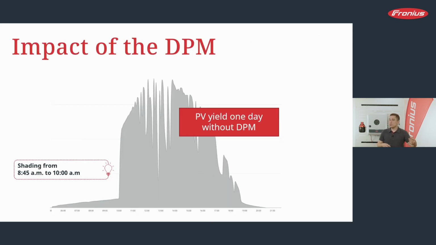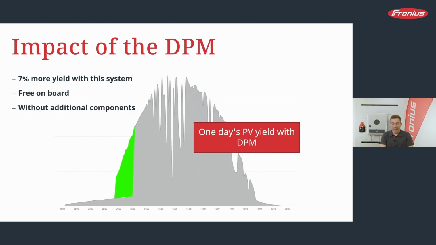Then I want to show you the real difference between the Dynamic Peak Manager and if you're not using a Fronius inverter with Dynamic Peak Manager. So what you can see here is the PV yield for one day without a Dynamic Peak Manager. In this case, we're assuming shading occurs from 8:45 until 10 a.m. And now you can see the difference with the Dynamic Peak Manager.